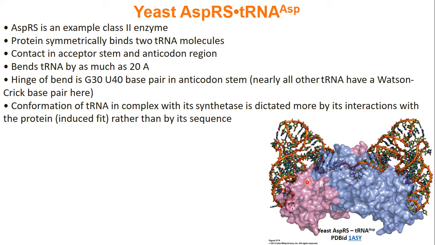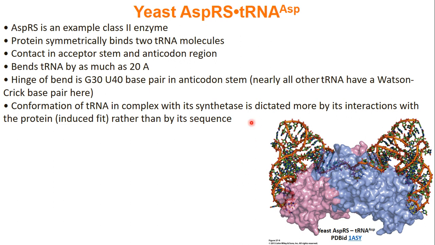And the reason that we have this bend is that in our anticodon stem, we have a G30, which is base paired with a U40. Now, this is non-Watson-Crick, and so this is the hinge of our bend that's allowing this bend to happen. When you look at nearly all other tRNAs at this position, you have a Watson-Crick base pair. So this specificity is allowing this tRNA to bend, which allows this enzyme to recognize its correct tRNA.